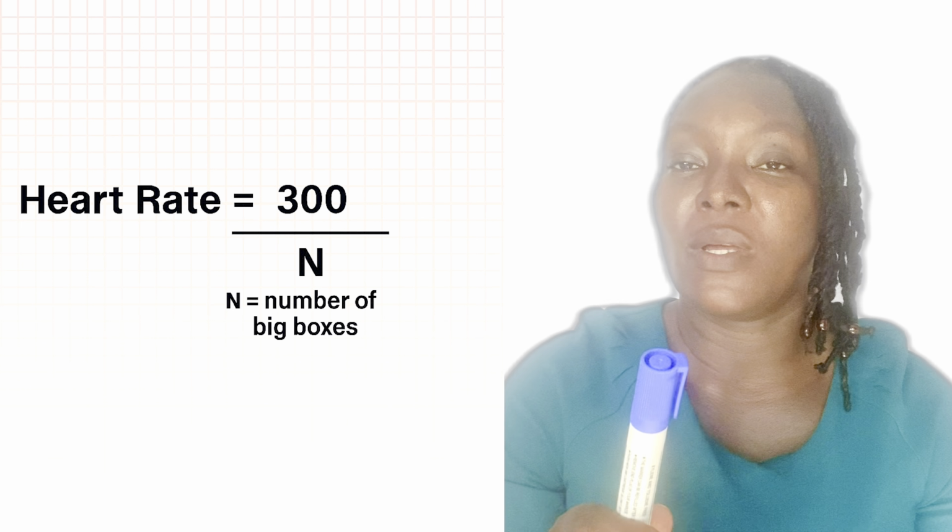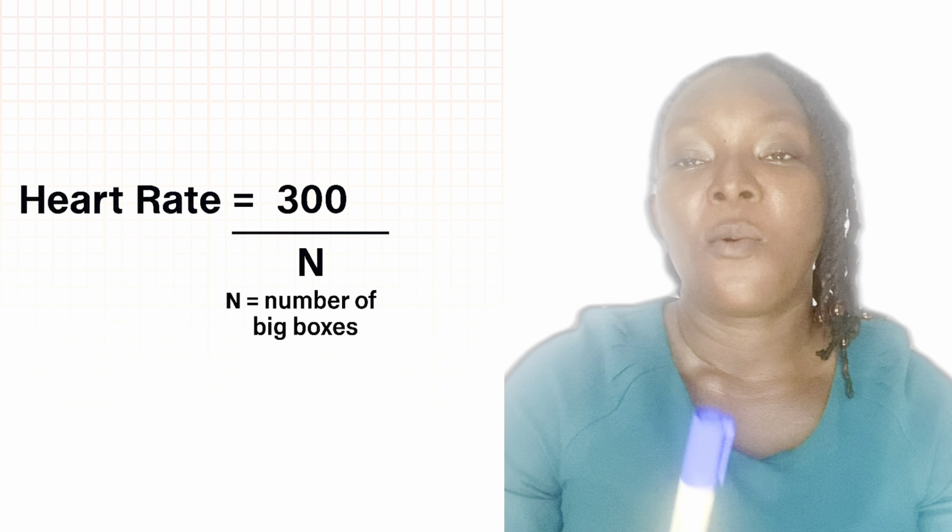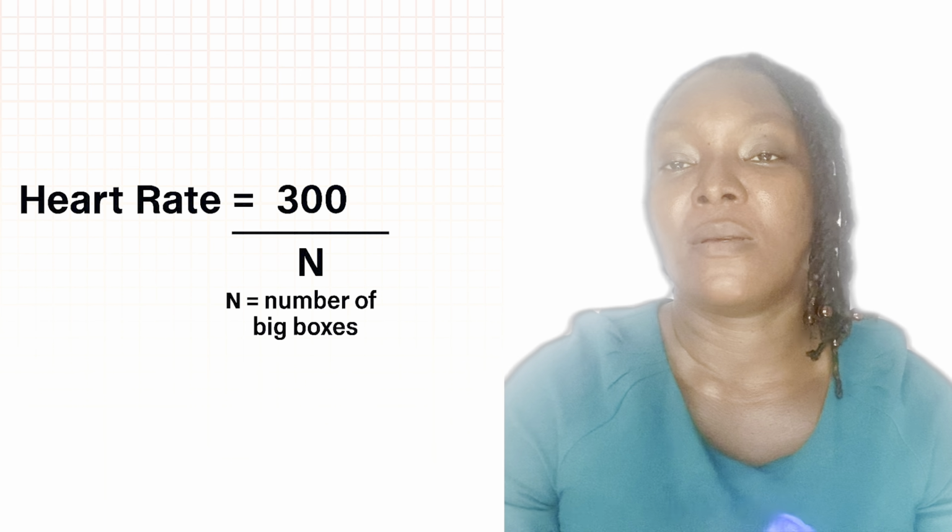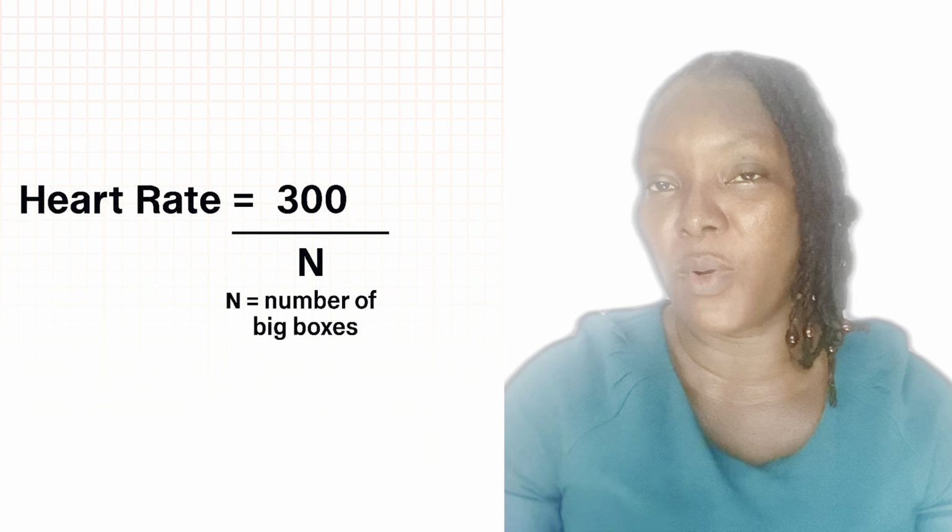Let's do some rate calculation, shall we? How do you calculate your rate on your ECG? We have different methods of calculating your rate. So there is this formula that we use: 300 divided by big N. When your big N is what? It is representing your big boxes.